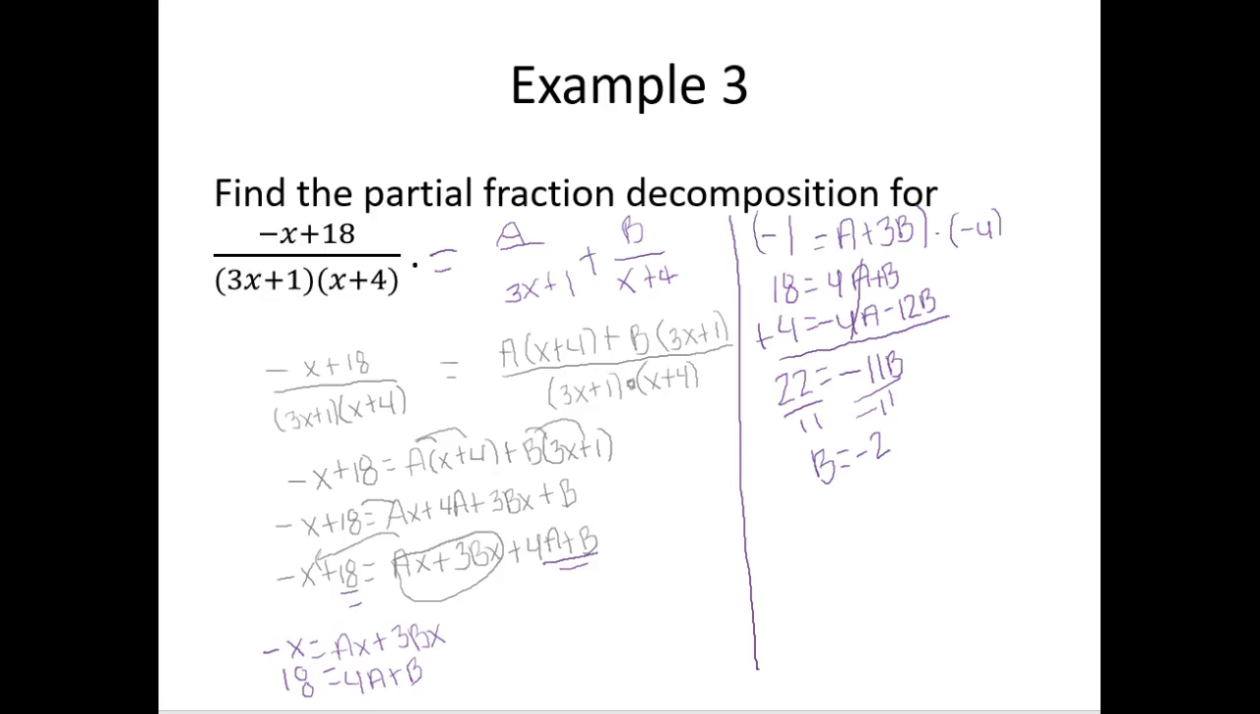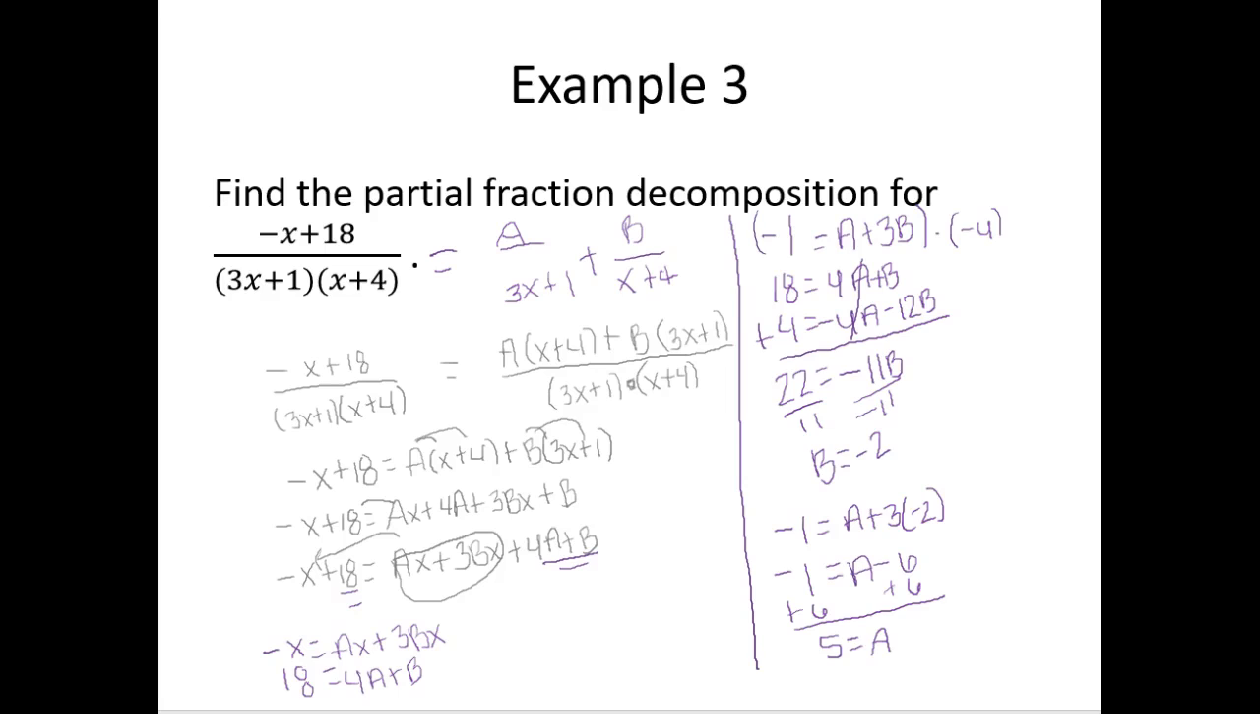And now I'm going to take that negative 2 and plug it into the top equation or the second one right here. And I think I'm going to use the top one because it has smaller numbers to it. So we've got negative 1 equal to a plus 3 times negative 2. So negative 1 is equal to a minus 6. And when I add that 6 to the other side over here, I find out that a is equal to 5.